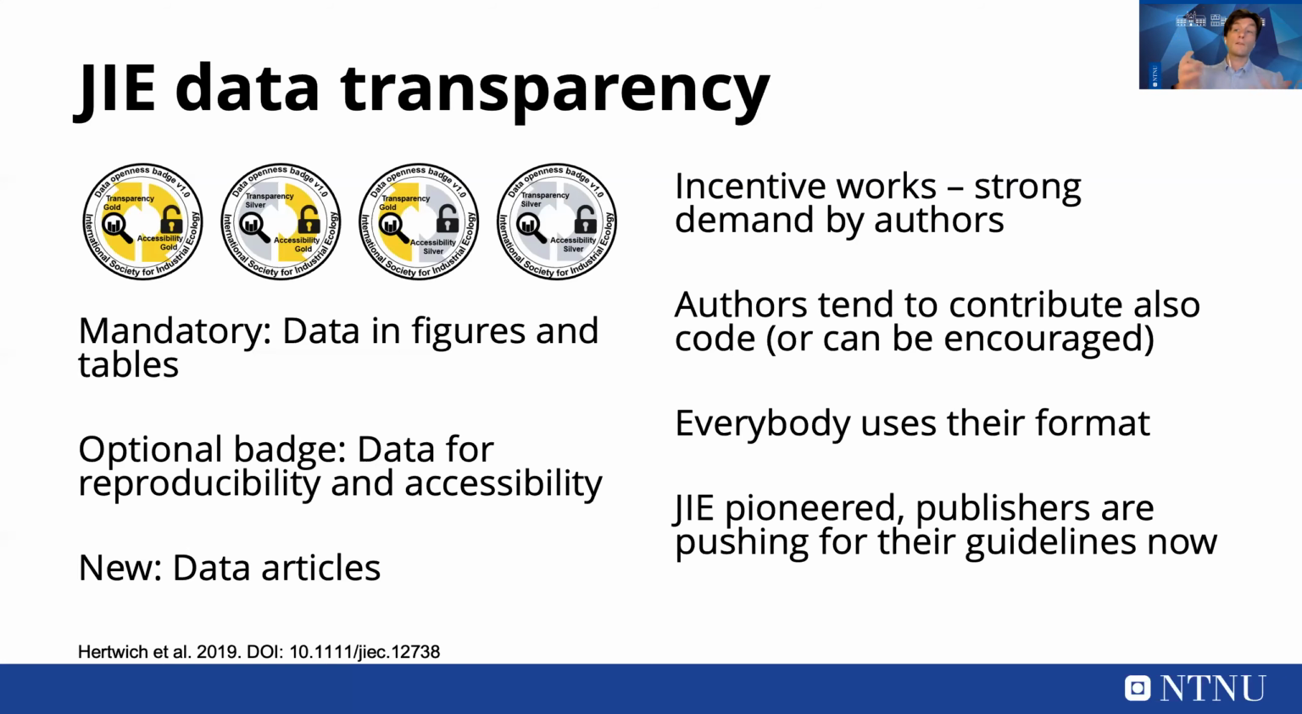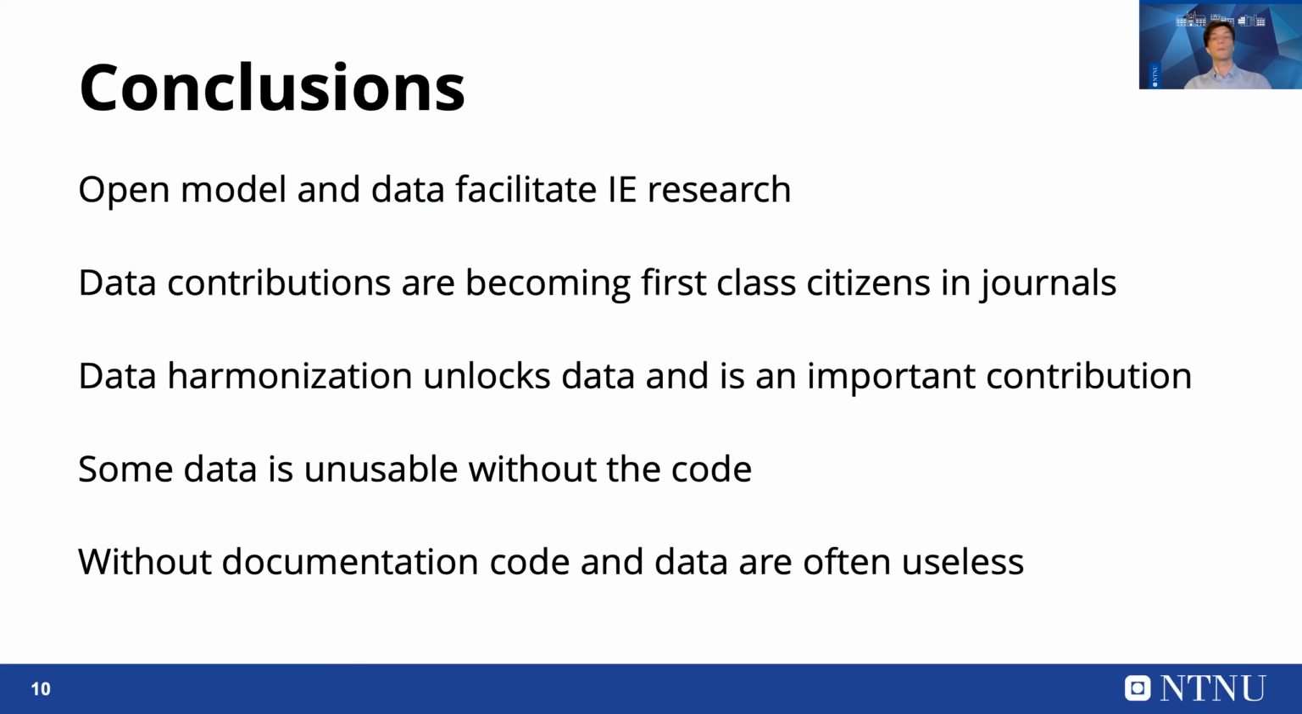But on the other hand, everybody uses their own formats again. We have a lot of silos. Everybody uses the Excel file that was just convenient for them. I think there's still work to do. The JIE was really pioneering this. Now a lot of publishers such as Elsevier are also pushing for open guidelines.